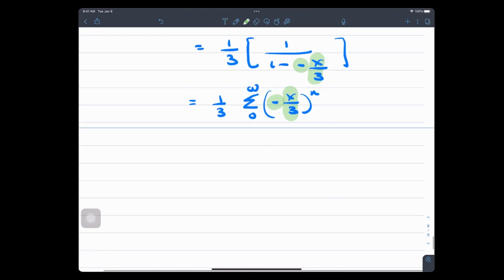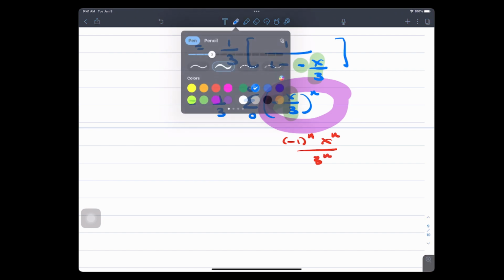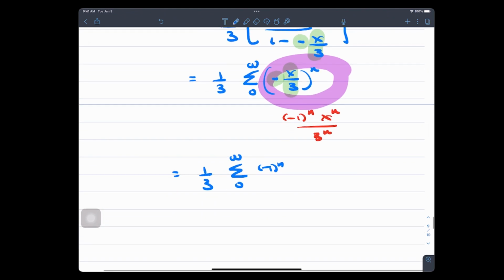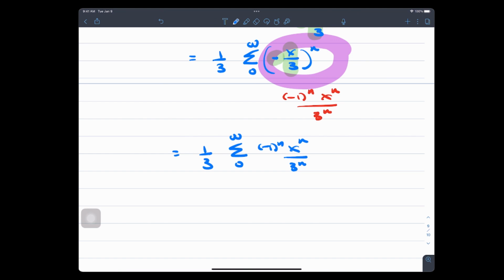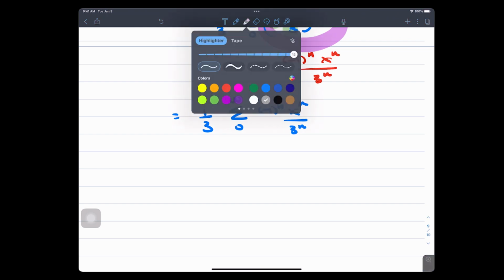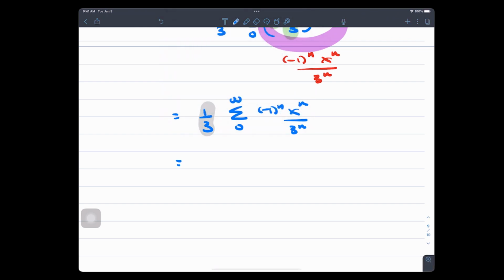So, okay, then now by properties of exponents, you're going to use algebra here. Beginning algebra, properties of exponents. That means you have negative 1 to the n, x to the n over 3 to the n. So you have 1/3, sum 0 to infinity, negative 1 to the n, x to the n over 3 to the n. Now you might say, what about this 3 that I have here? Well, you can put it back inside your series because of properties of series.